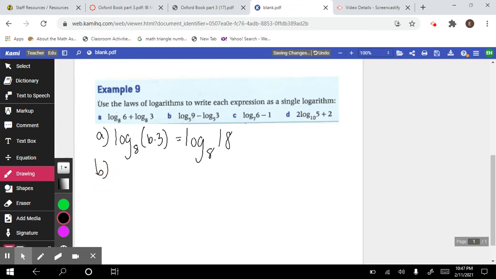Part B. Log base 5. Both of them have base 5. They are subtracting each other, so that means I get to divide the two pieces. So 9 divided by 3, and then reduce where you can. So log base 5 of 3.